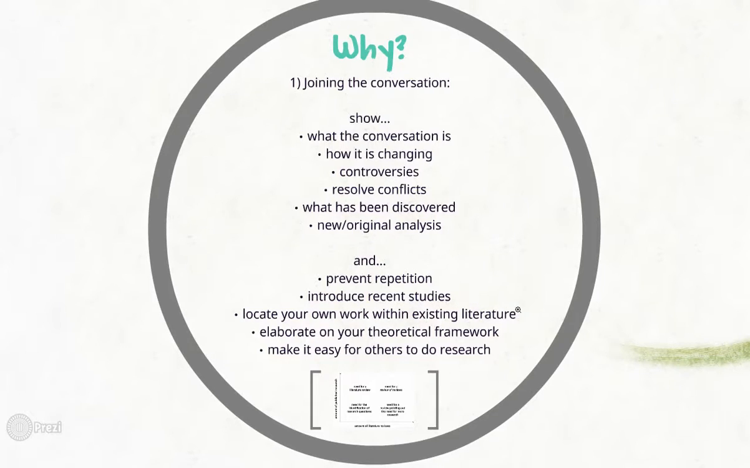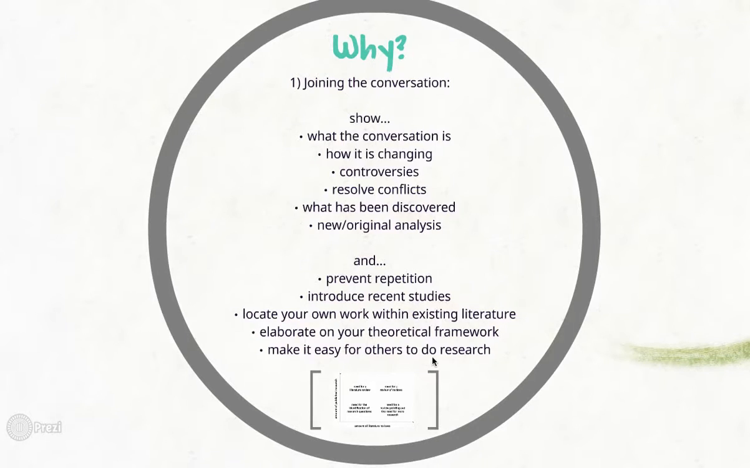Locate your own work within existing literature. Again, you're not going to be saying explicitly in the literature review what you are doing, but it should be clear based on what you say in your introduction. It should be clear why you're talking about the sources in the way you are. Elaborate on your theoretical framework. You may have explained your theoretical framework in your introduction, and then in your literature review, you're going to use sources to defend why you're using that framework, and examples from those sources.